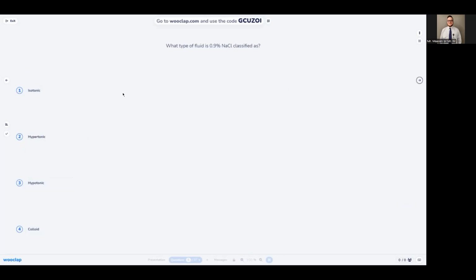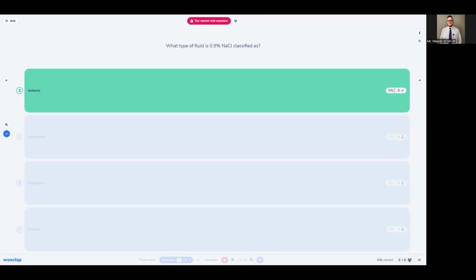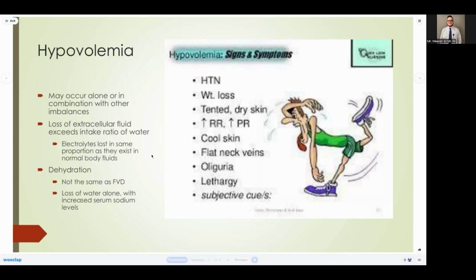What type of fluid is 0.9% sodium chloride, or normal saline? What's it classified as? I'll give you a second to answer. Okay, it is isotonic, in the middle.